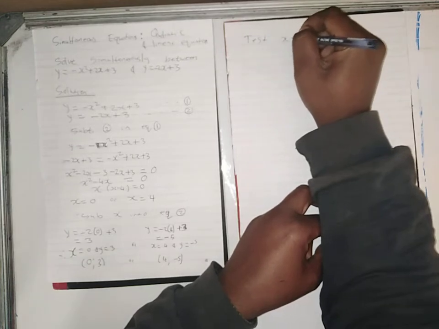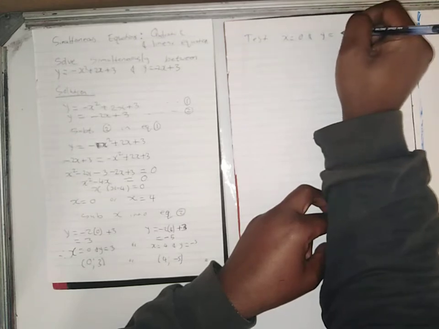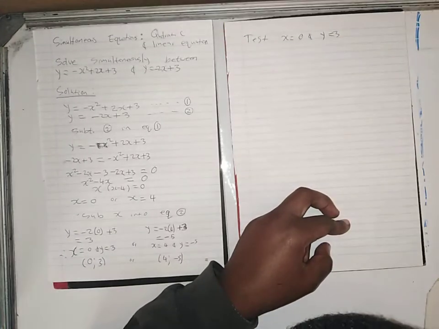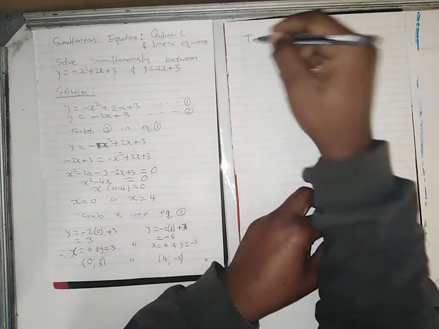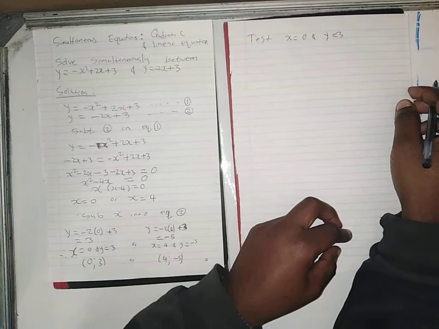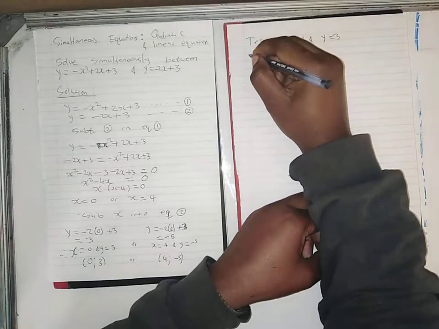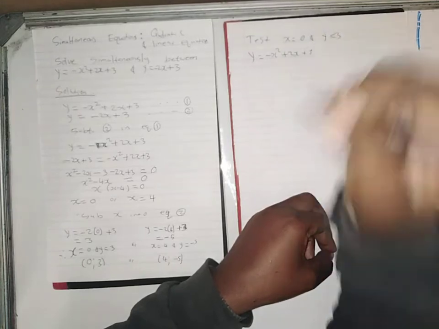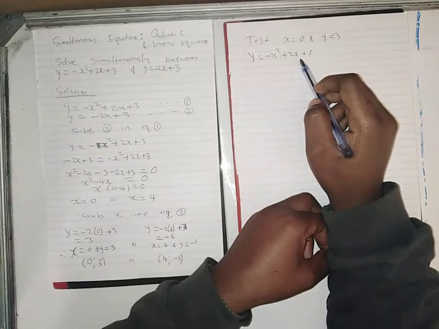Let's test x is equal to 0, and y is equal to what? 3. Now guys, in this particular case, we must test both equations, because we've got 2 equations, remember. So we can't test one, must test both of them. Okay, let's start with the first one. Let's start with equation 1. Y is equal to minus x squared plus 2x plus 3. So what do I do? In place of y, I need to put this. In place of x, I need to put this. And then the left-hand side must be equal to right-hand side to show my answer being correct.